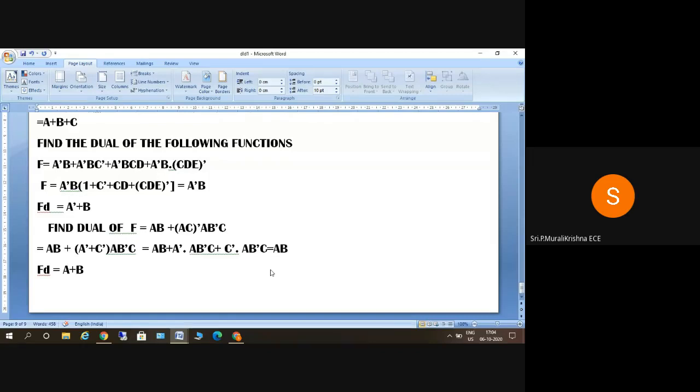So using the theorems and postulates we have studied, just practice these problems. Next class we will see the next concept, the last concept of the second part of the unit. This unit is divided into three parts: the first is number systems, the second is simplification using Boolean laws, and the third is simplification using K-maps, which is the simplest of the simplifications. We'll see that in the next session.